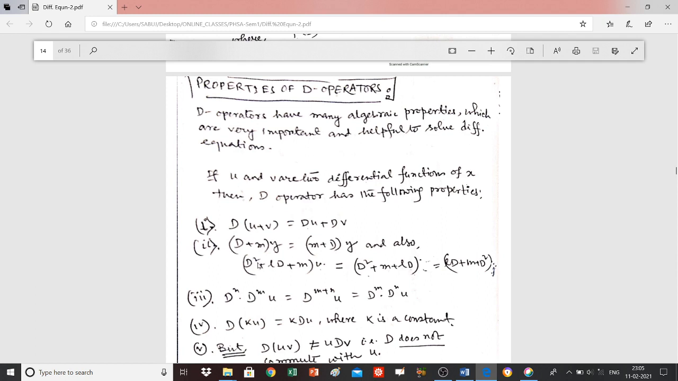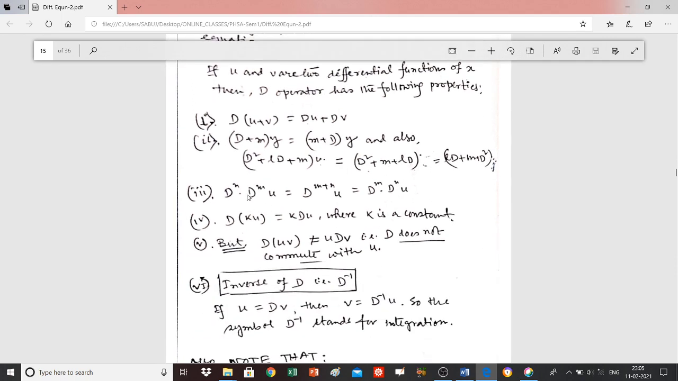Also in this sense, D squared plus lD plus m into u can be written as D squared plus m plus lD into u, or lD plus m plus D squared into u. And D to the power n into D to the power m into u can be written as D to the power m plus n u, and that can also be written as D to the power m D to the power n u. And D of ku can be written as k into Du, where k is a constant.